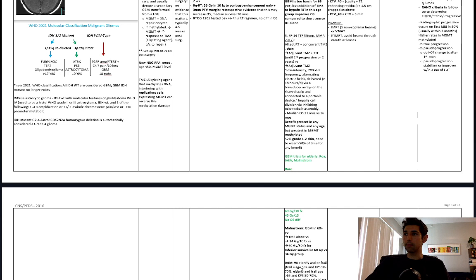IAEA looked at 98 elderly and/or frail patients. Frail was either age 50 or older and KPS 50 to 70. Elderly and frail was age 65 or older and KPS 50 to 70%. Elderly was simply age greater than 65 and KPS 80 to 100%. IAEA randomized to 25 and 5 versus 40 and 15 and found no difference in overall survival, progression-free survival, or quality of life.